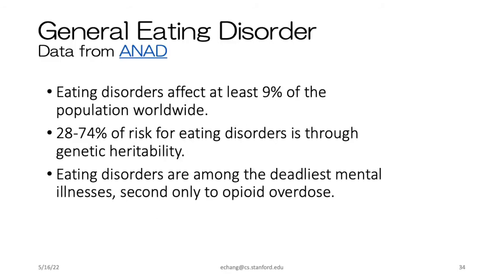So why do we use eating disorder as an example to study neural visualization? It's because eating disorder is probably the most sophisticated disorder, and also it's the most deadly and costly. And there are about 9% of the world population who suffer from some form of eating disorder.